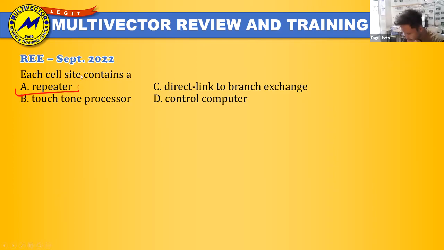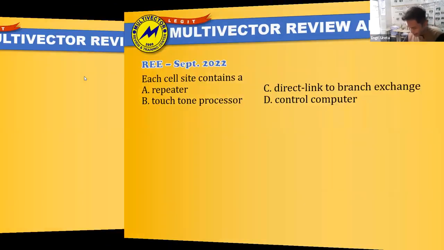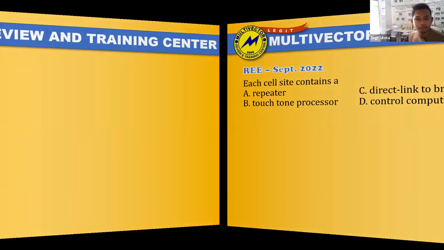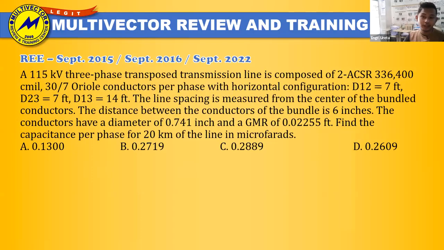Okay, next question. Lumabas noong September 2015, September 2016, and September 2020. Ito yung given. Hindi ko na siya babasahin, masyadong mahaba. For a particular three-phase transposed line, ito yung mga given. Ano ba pinapahanap dito? Capacitance per phase for a 20 kilometer of line in microfarad.